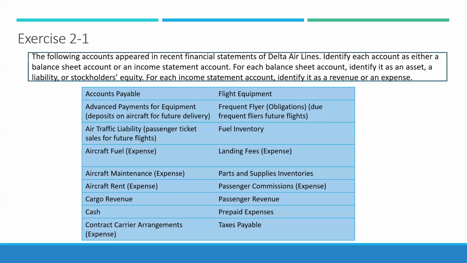Now, we're going to start with an exercise. The following accounts appeared in recent financial statements of Delta Airlines. Identify each account as either a balance sheet account or an income statement account. For each balance sheet account, let's see if it's an asset, a liability, or stockholders' equity. And for an income statement, let's see if it's a revenue or an expense.